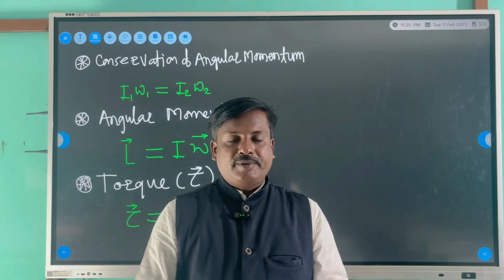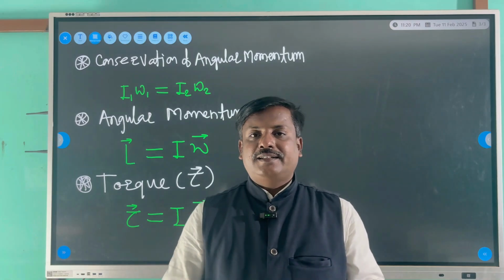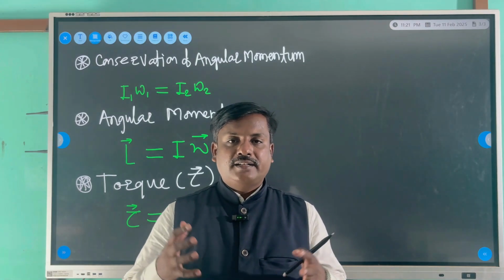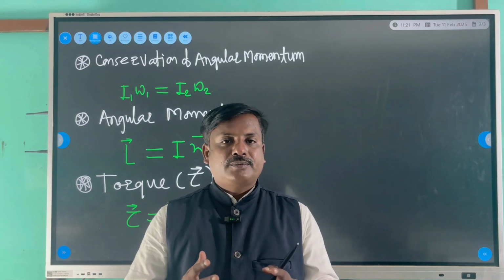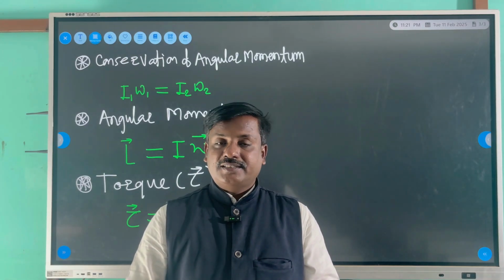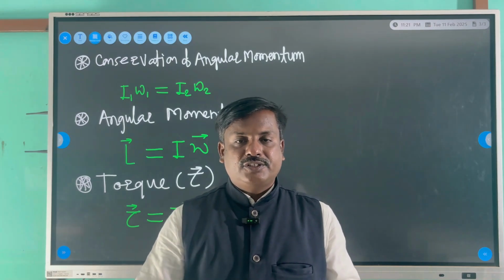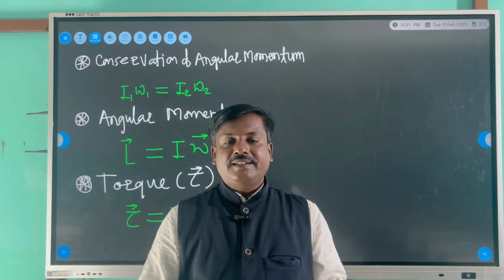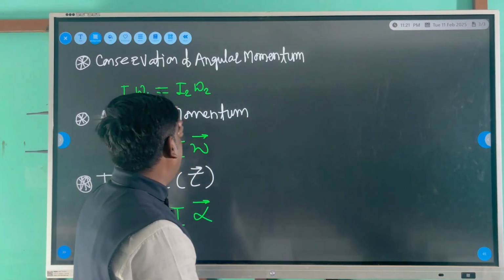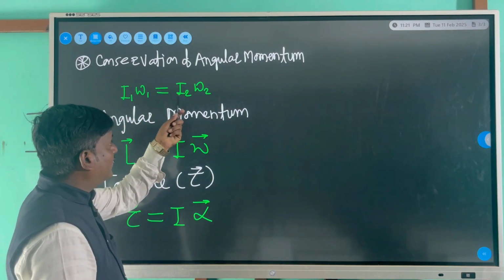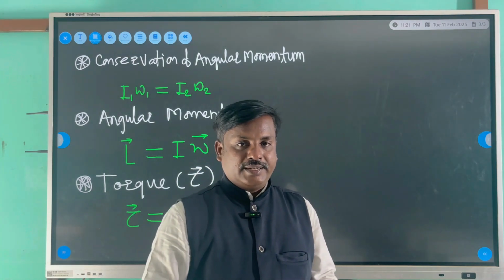Conservation of angular momentum. What is meant by conservation of angular momentum? It states that if the external torque acting on the rigid body is 0, then the angular momentum of the rigid body is conserved. लक्षात आलं? What is the statement? If the external torque acting on the rigid body is 0, then its angular momentum is conserved. म्हणजेच काय सांगा? I1 omega 1 is equals to I2 omega 2. म्हणजेच काय? L1 is equals to L2.